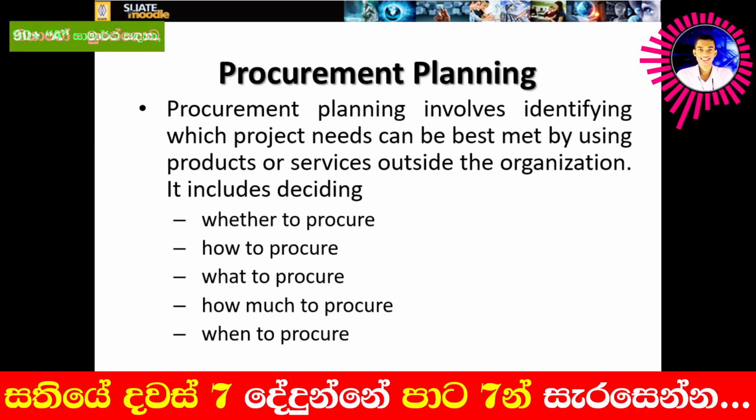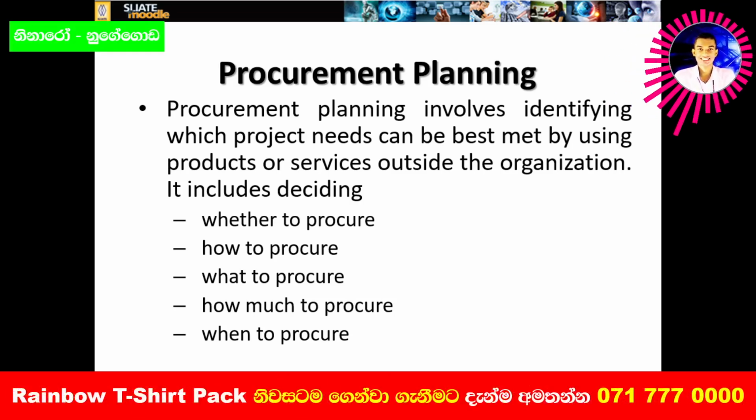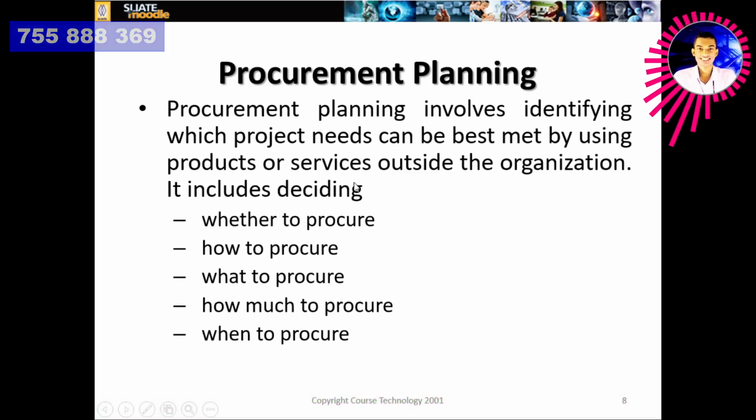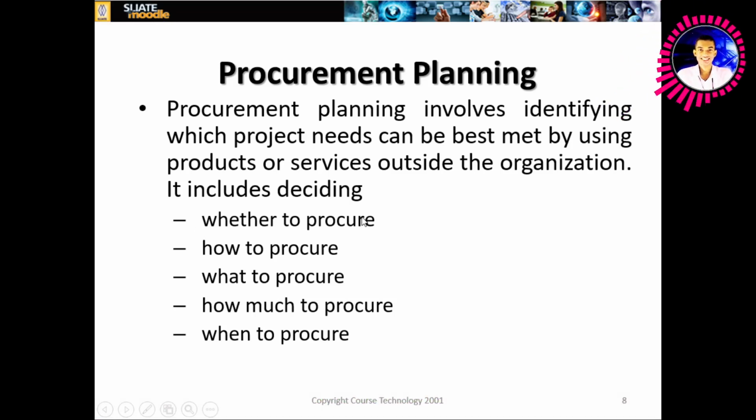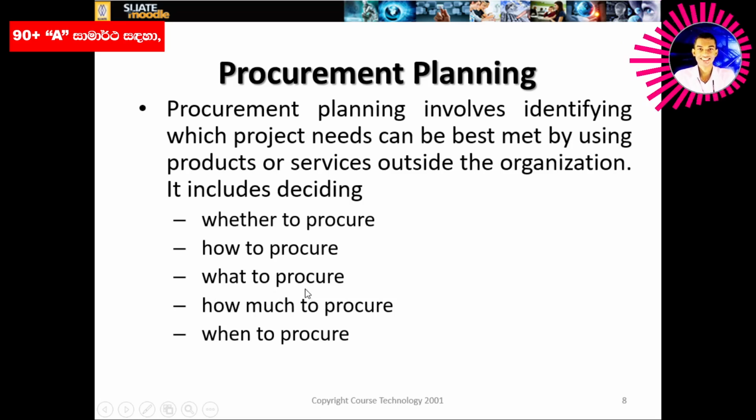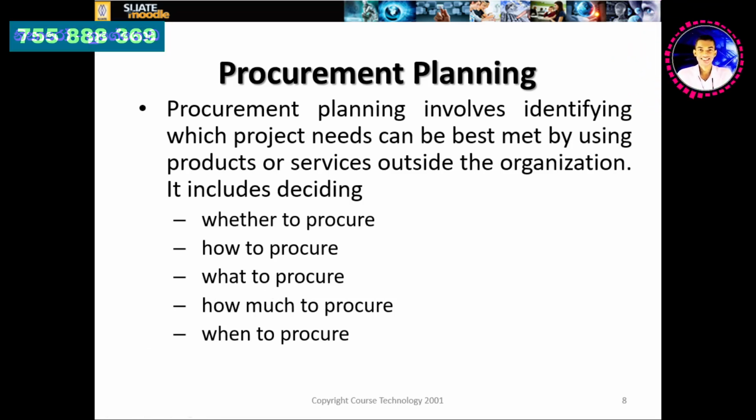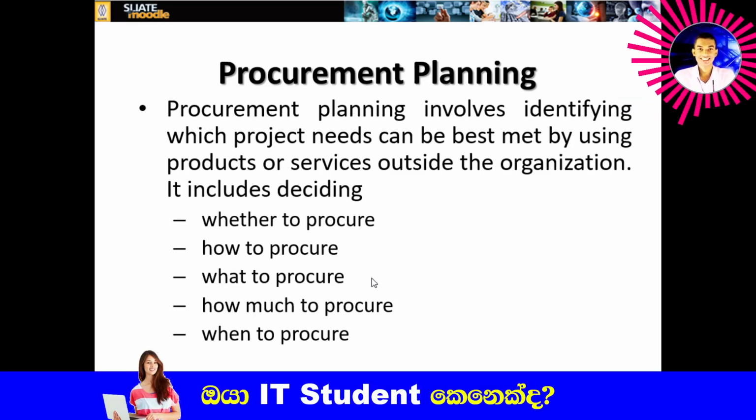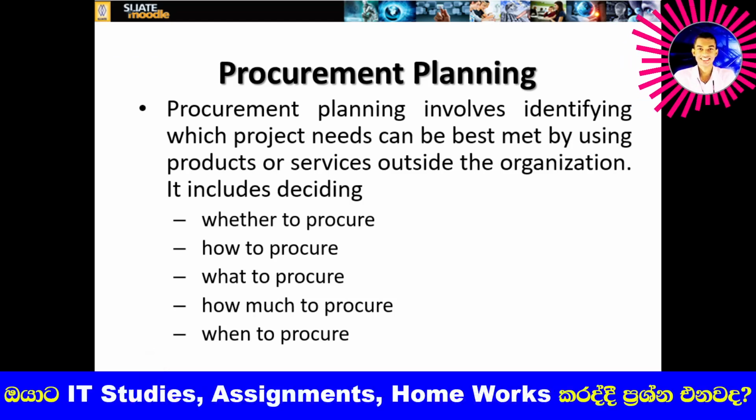If we consider the above mentioned example, which I have already discussed in the past video, we can consider it under the following points. It includes deciding whether to procure. First one, whether to procure. Second one, how to procure, the method. Then after, what to procure, the related service. If we want to procure the graphic designing part, we can procure it. If we want to outsource the hosting part, we can do it.